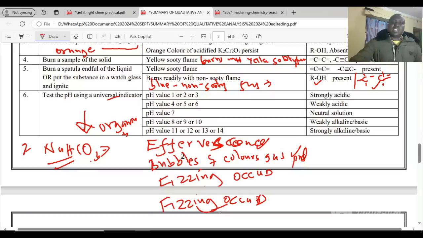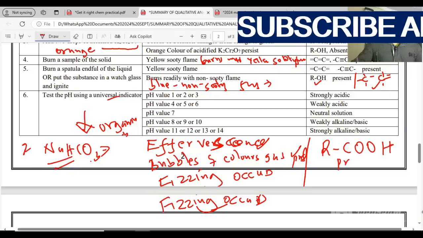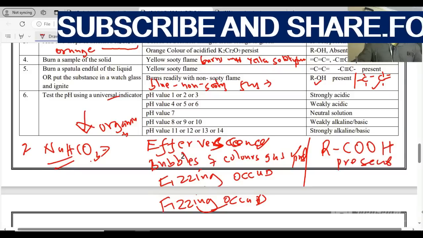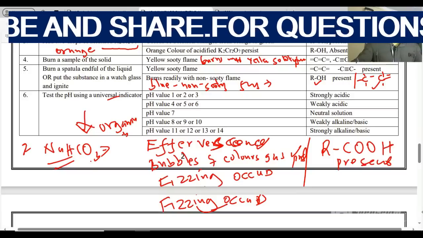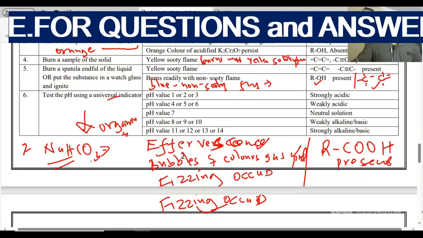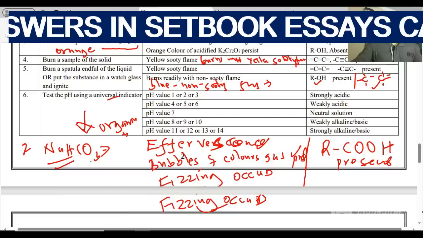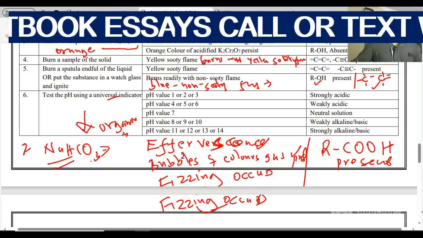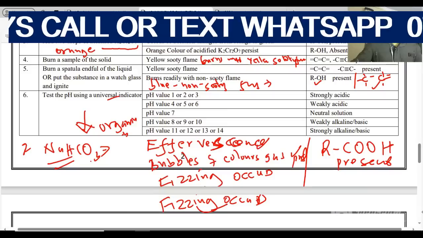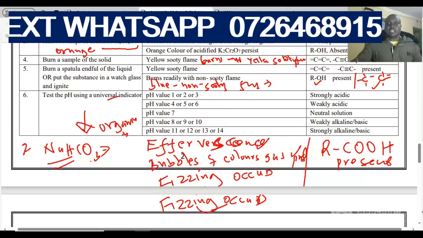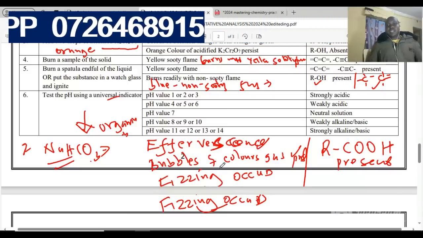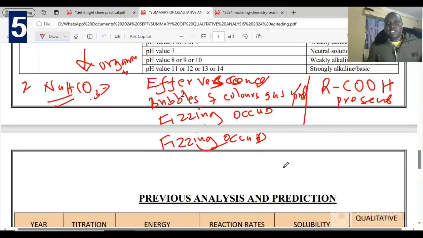So if these occur, then you need to tell us that RCOOH is present. This one you are telling us that there is an alkanoic acid present. Because we are doing organic analysis, it is important you use this to tell us that alkanoic acids are present in whatever is provided.